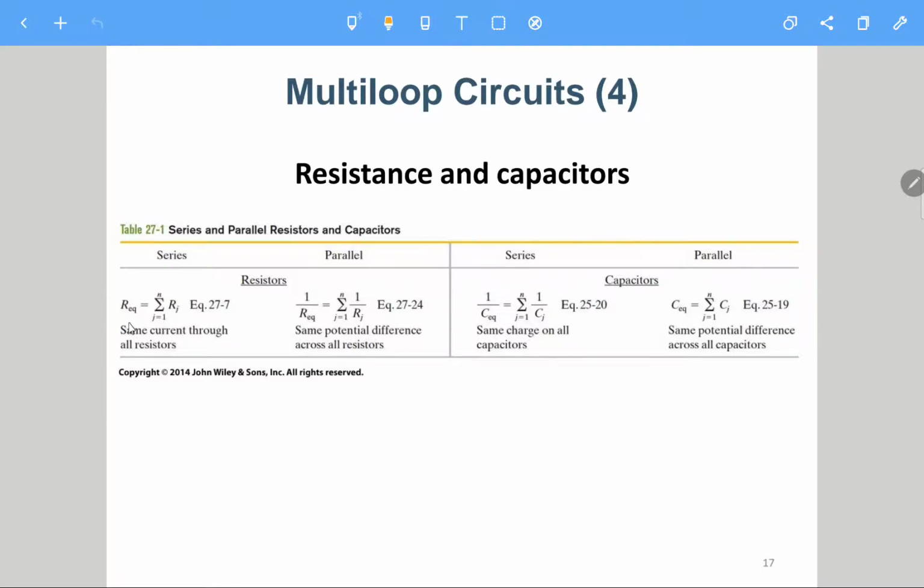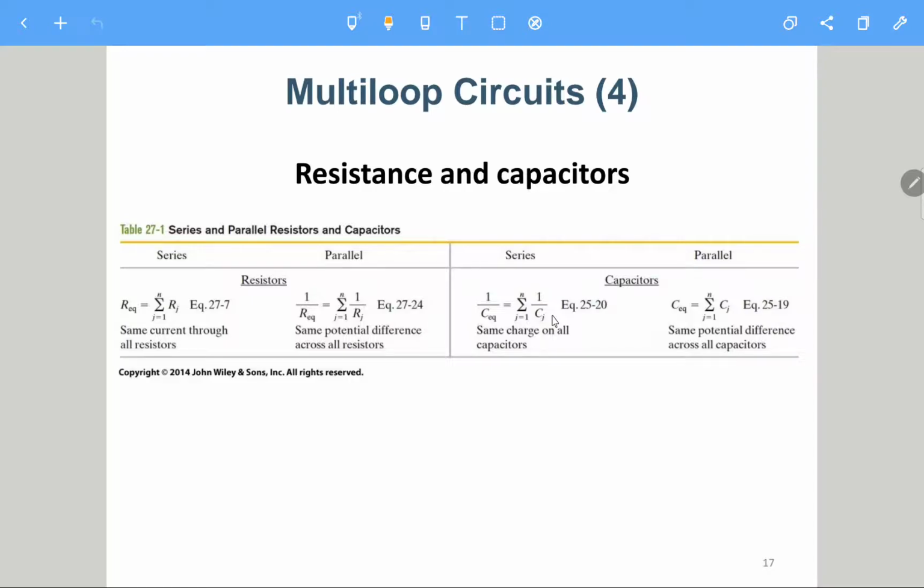For series resistance, we add all of them together. But for parallel capacitance, we add all the capacitances together. For parallel resistance, we take the reciprocal of the resistances, add them together, and take the reciprocal again. For series capacitance, we do the same thing as for parallel resistance. So it is somehow the other way around. Series resistance is calculated like parallel capacitance, and parallel resistance is like series capacitance.